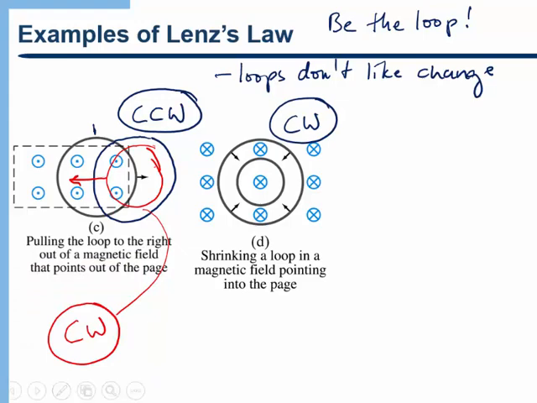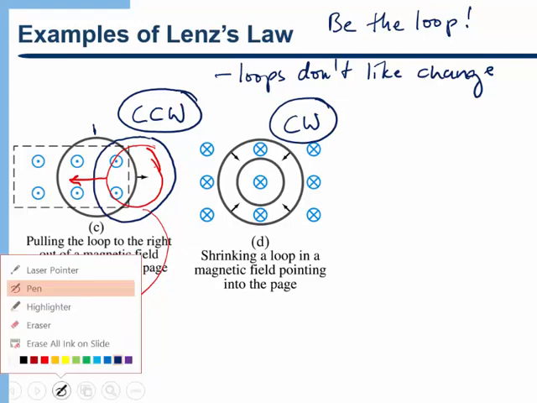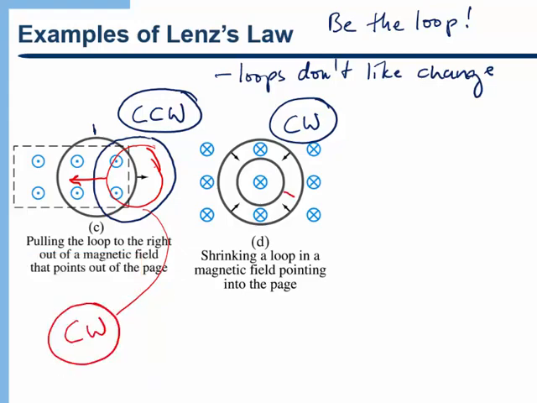Again, if we reverse the process, if the loop goes from smaller to bigger, then we would get a counterclockwise current, because now, since there's more and more magnetic field going in, the loop would want to make magnetic field coming out.